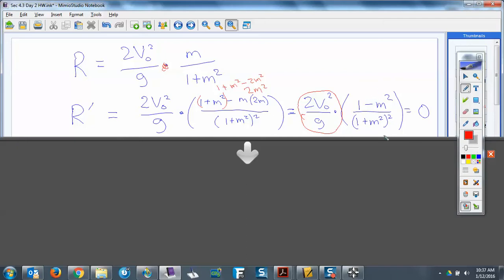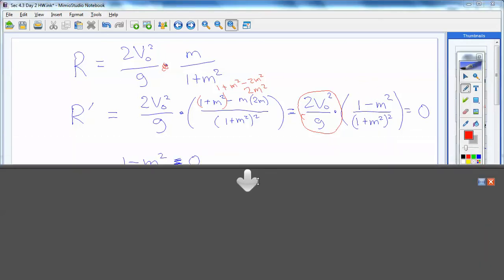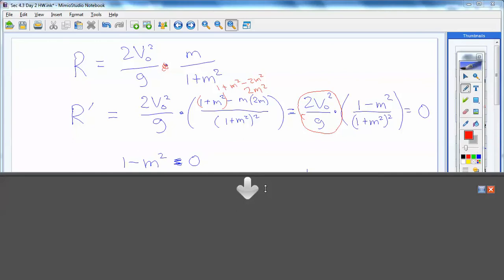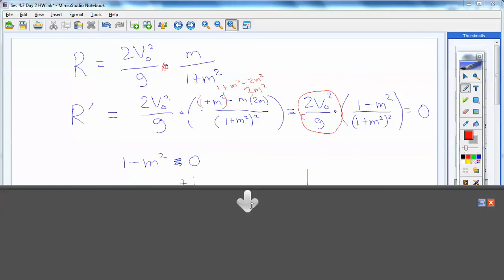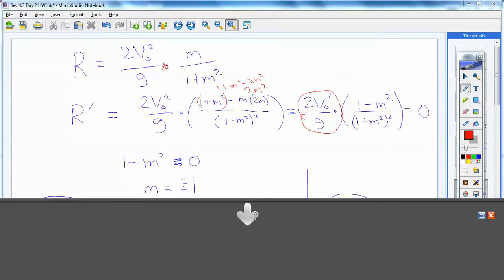When's a fraction ever 0? The top is 0, right? So this will be 0 when the top is 0. So 1 minus m squared. So when 1 minus m squared is 0, that whole thing breaks down to just that. When is 1 minus m squared equal 0? That would be plus or minus 1, right?